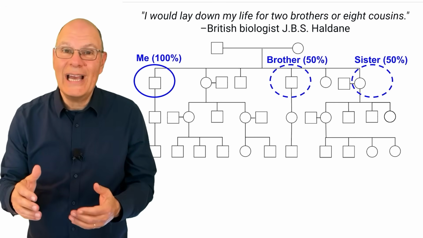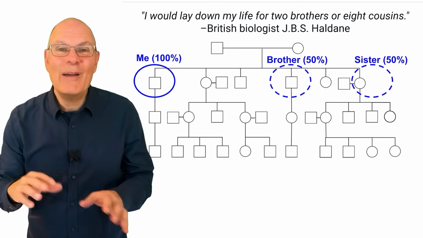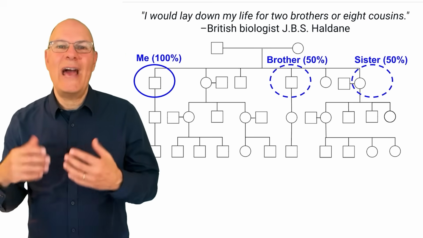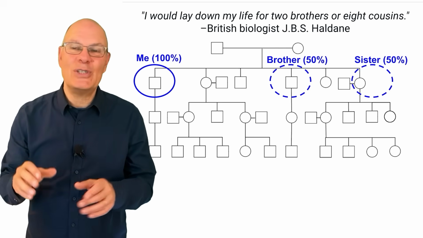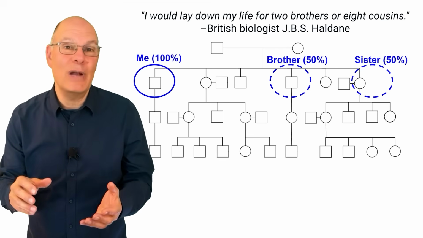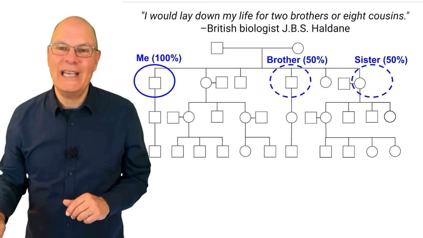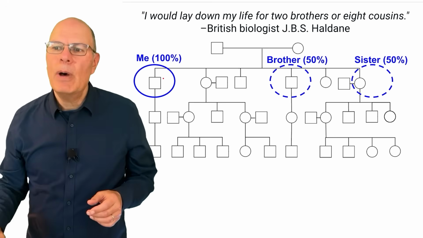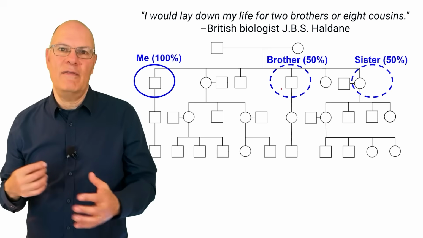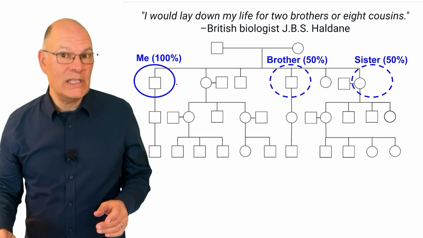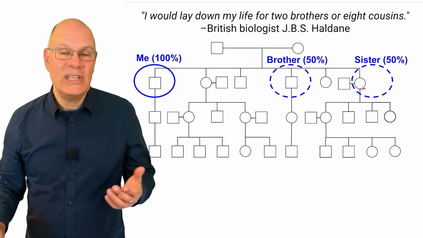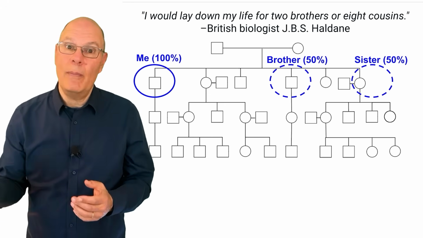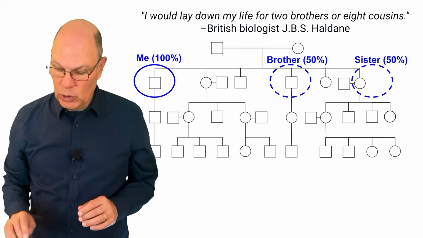The idea of kin selection and inclusive fitness was cleverly captured by the British biologist J.B.S. Haldane, a very important evolutionary thinker of the 1900s, who famously said, "I would lay down my life for 2 brothers or 8 cousins." What did Haldane mean? Well, here's me. I obviously have 100% of my genes, but my siblings have 50% of my genes. So if I sacrifice myself and thereby allow my brother and sister to continue living and passing on my genes, it's an even trade. So it makes sense to sacrifice myself for two siblings.